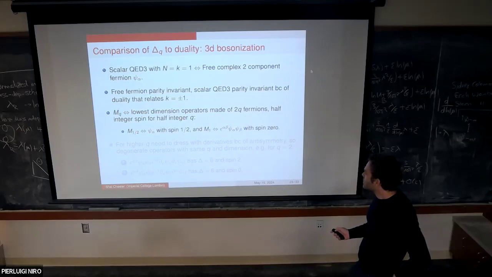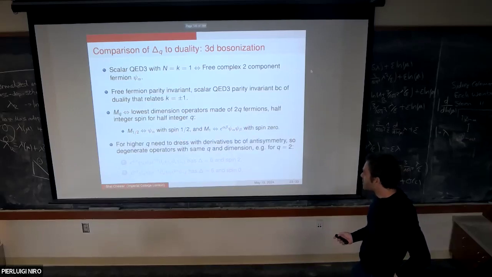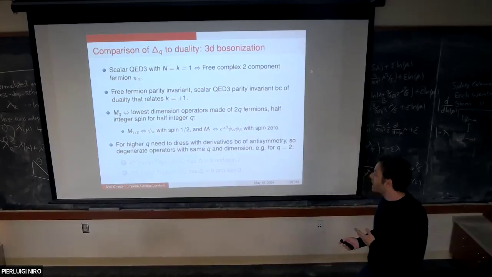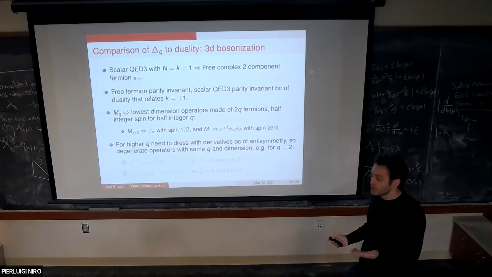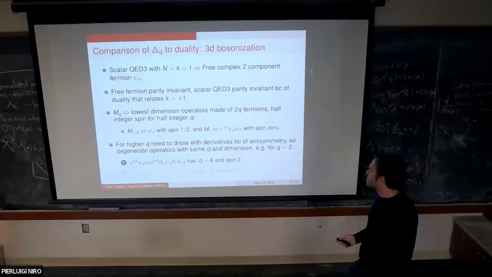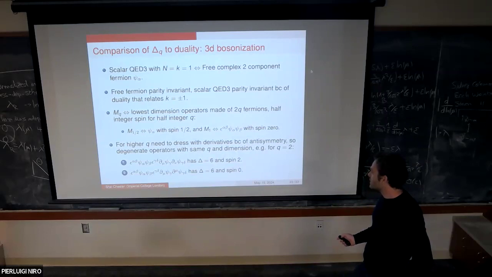For these lowest dimension cases, the operator is unique because there's only one way of contracting the indices, and it has spin 0. But for higher q, because it's a theory of fermions, you have to start dressing with derivatives to get a non-zero operator. Already starting with q equals 2, where you have 4 fermions, you have to start dressing with 2 derivatives, and there are 2 different ways of contracting the indices of those derivatives. This is why you get degenerate operators. They both have dimension 6, but one has spin 2, one has spin 0. So this is a subtlety, even in a free fermion theory.